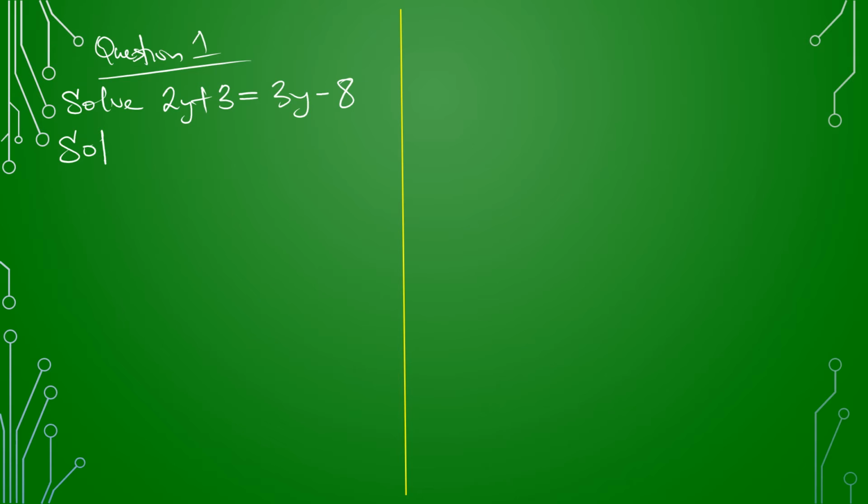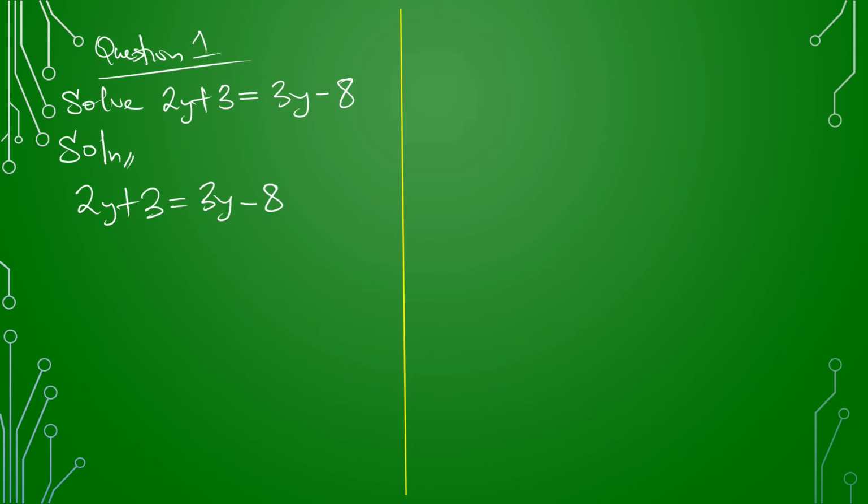Now let's take the first question, question 1. They said solve 2y plus 3 equal to 3y minus 8. Solution. Now we have been given 2y plus 3 equal to 3y minus 8. The variable here is y, and the highest power of y is 1. Now we have to solve for y. Anything done to the left-hand side will also be done to the right-hand side.